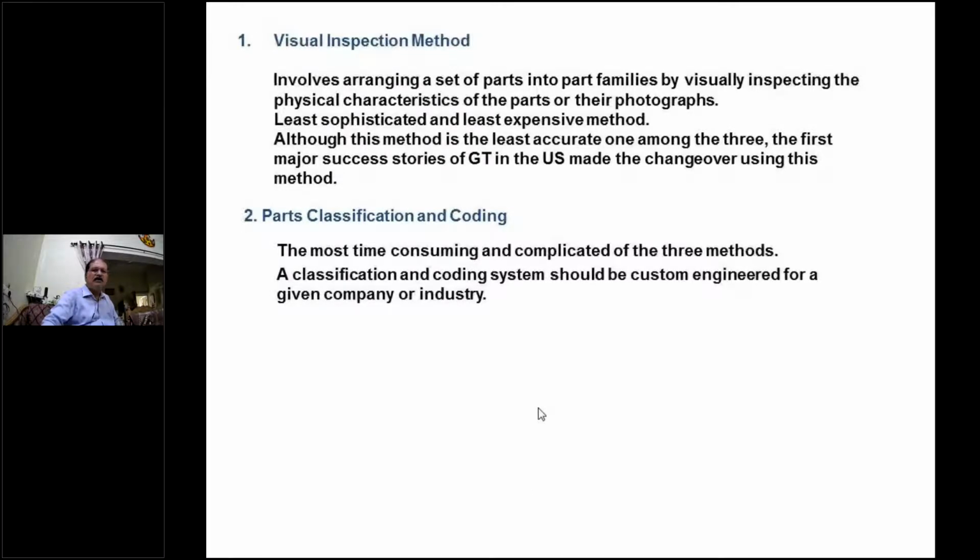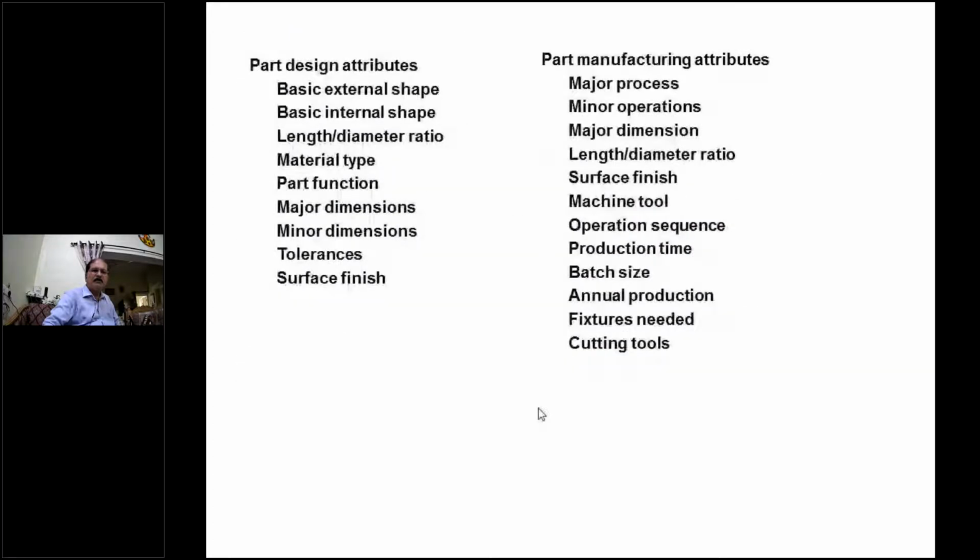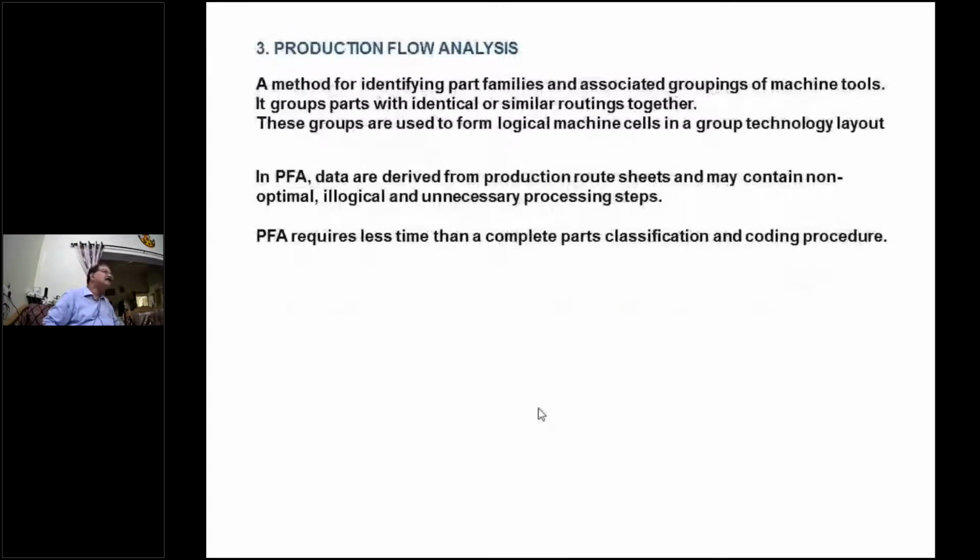Okay, so this is a coding and classification system that can be used. Another thing we can do for simultaneously finding out the machine cells and the part families is production flow analysis. In production flow analysis, we find an incidence matrix. If a part visits a machine, in that cell we put 1. If it is not visiting a machine, then we put 0.